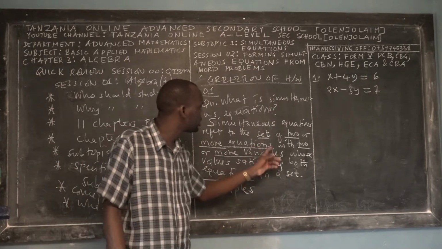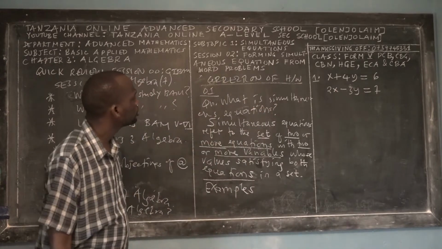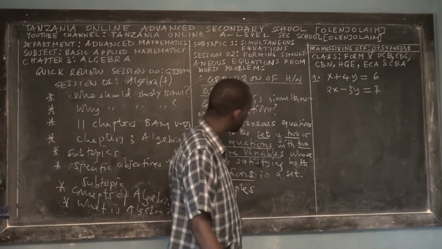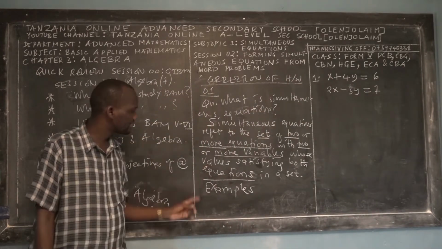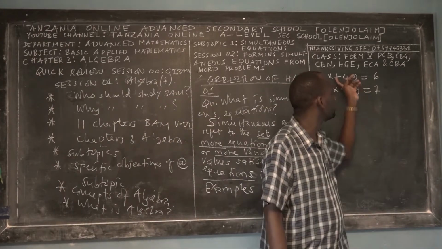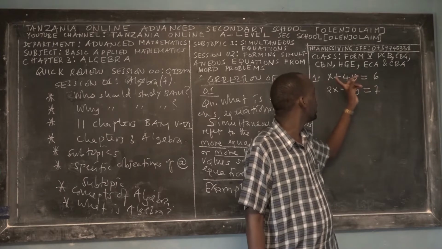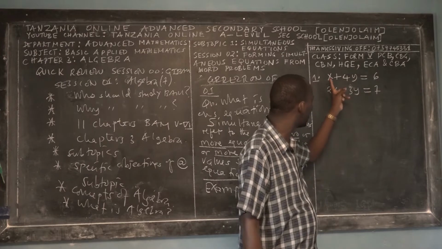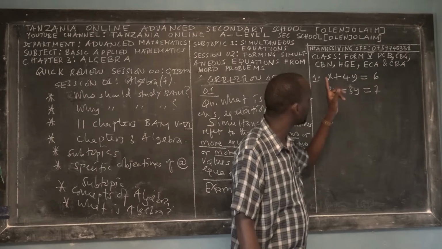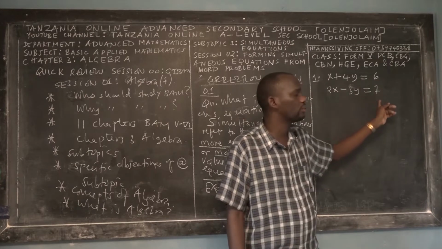Why? Because it satisfies the definition. First of all, it's a set of two equations. How many equations? 1, 2. And how many variables? We have only two variables, x and y. Whose values satisfy both equations? When you find the values of x and y and substitute them into the first equation, the answer should be 6. And when you substitute them into the second equation, the answer should be 7.